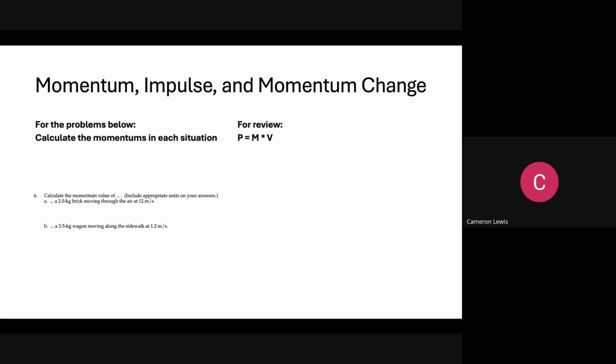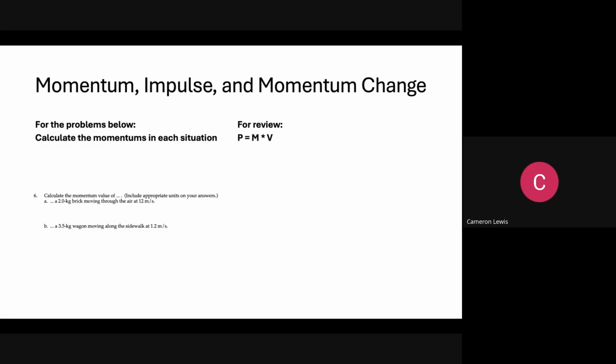The last thing we'll do today, very simple. I just need you to calculate the momentums in each situation. Just for review, momentum is equal to mass times velocity. In the first one, A, we have a 2 kilogram brick moving through the air at 12 meters per second. What would be the momentum of that? 24. I heard it in person and online. 12 times 2, 24 kilogram meters per second.